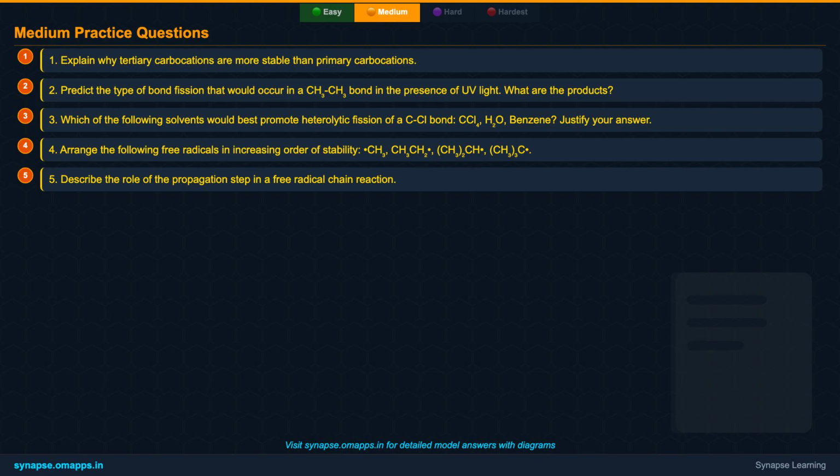Justify your answer. Q4. Arrange the given free radicals in increasing order of stability. And Q5. Describe the role of the propagation step in a free radical chain reaction. Take your time to formulate your answers.